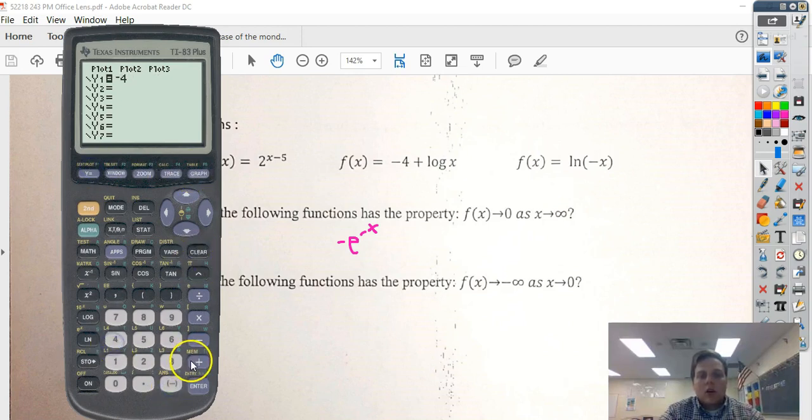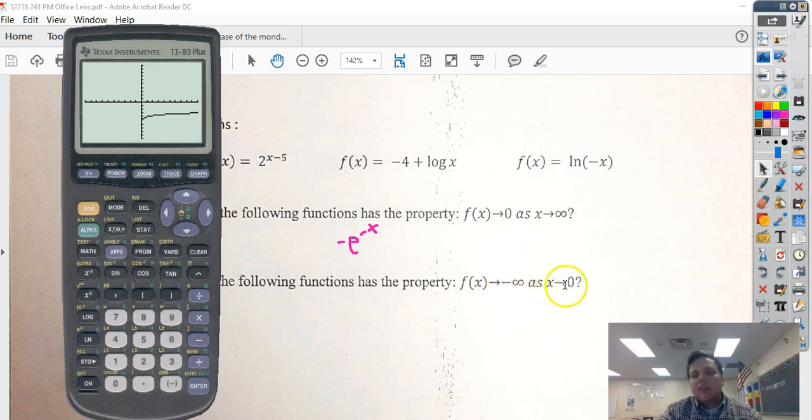So negative 4 plus log x. I hit graph. First thing I'm going to check to say, as I look to the right, is y going to 0? Well, this is a log graph. So as I go to the right forever, it's going to slowly get bigger and bigger and bigger. But eventually, it's going to be shooting all the way up. It's going to be much higher than y being 0. So no, it doesn't.